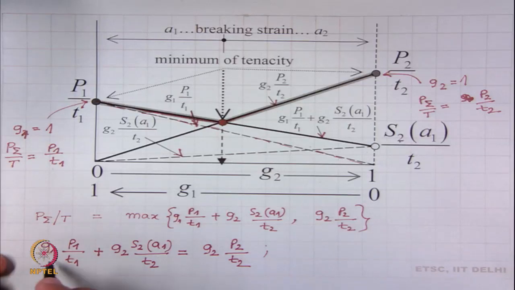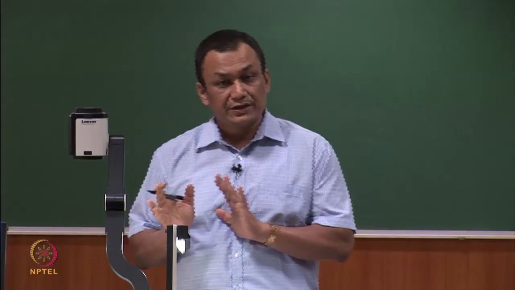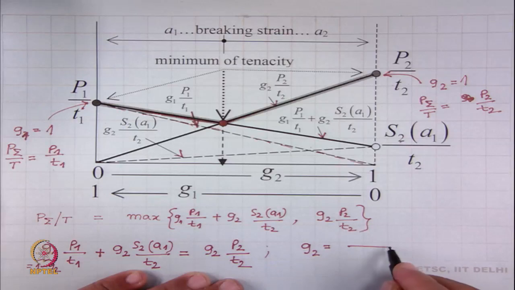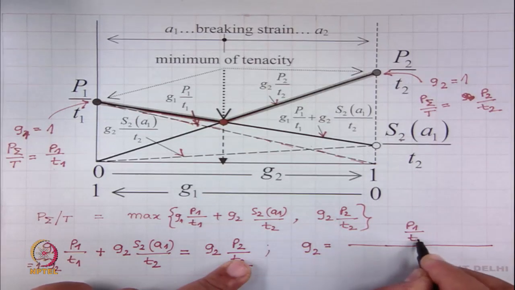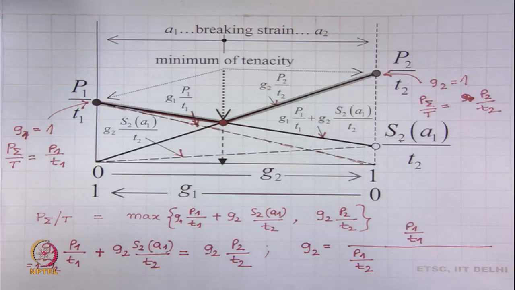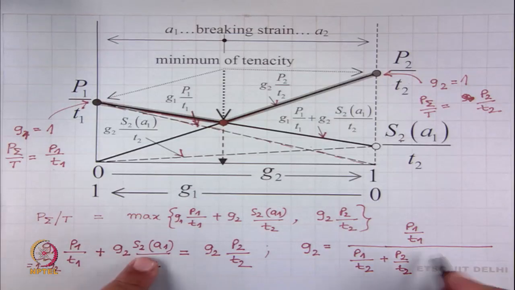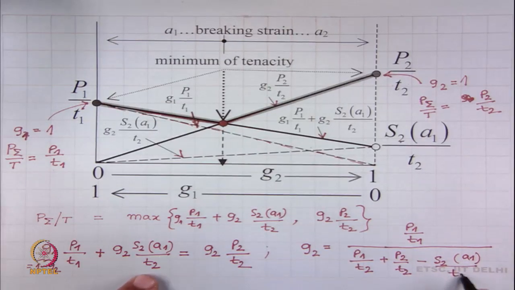So, if we write G1 is equal to 1 minus G2, then if we club all G2 together on one side, remaining on the other side, then we will be able to find out G2 is equal to P1 by T1 into P1 by T1 plus P2 by T2 minus S2 A1 by T2.